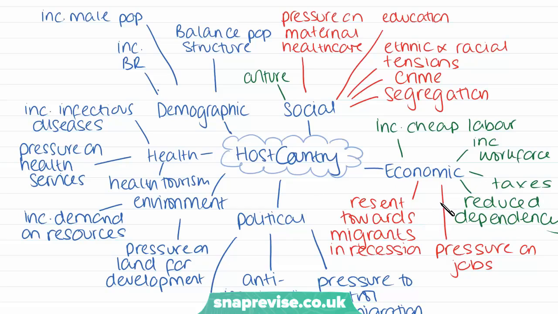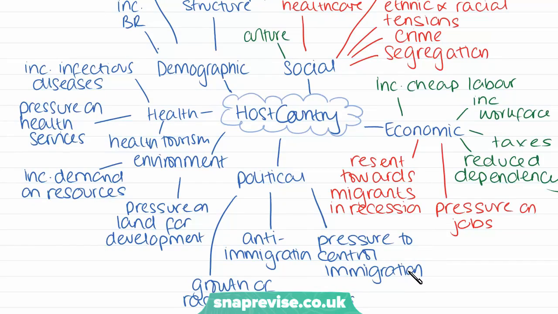But the disadvantages economically are pressures on jobs and unemployment. If there are more people of economically active age but the same number of jobs, obviously there's going to be unemployment. And there might also be resentment towards migrants in times of recession, especially if migrants are thought to be taking jobs away from the people who originally lived in the home country. Then politically, there might be pressures to control immigration, the rise of anti-immigration political parties who are against migrants coming into the country, and the growth of right-wing racist organisations as well.